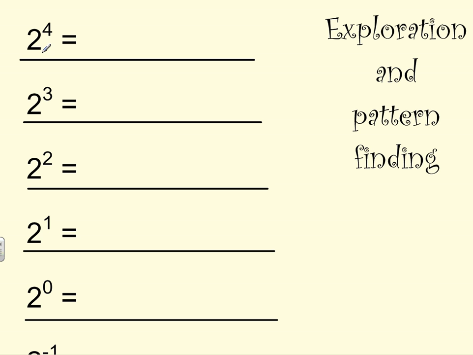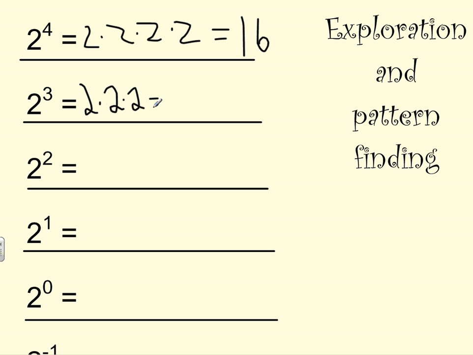negative exponents. If you take 2 to the 4th, you know that's 2 times 2 times 2 times 2, and that is going to equal 2 times 2 is 4, times 2 is 8, times 2 is 16. And if we take 2 to the 3rd, that's 2 times 2 times 2, which is going to give us 8. And 2 squared, I'm not going to write all the 2's out. I hope you know that that's 4. And 2 to the 1st power is 2.